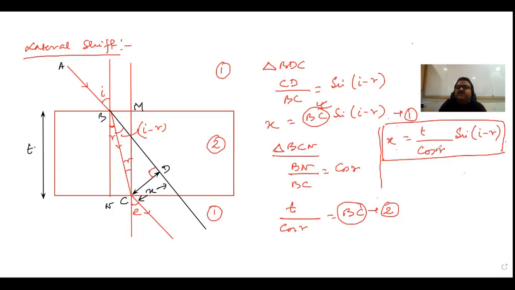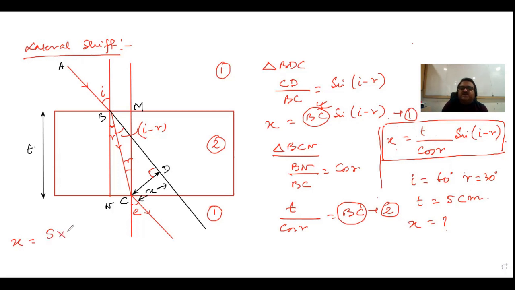Say for example, it is given that I is 60 degree, R is given as 30 degree, and the thickness of the glass slab is given as 5 centimeter. We have to find out X. So what to do? Simply use this formula. X equal to T, what is that? 5.